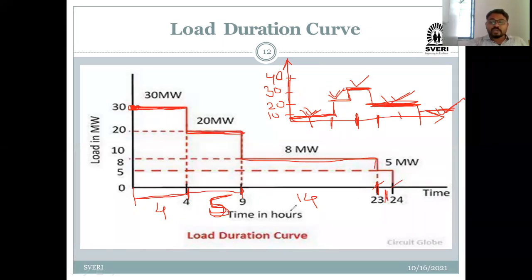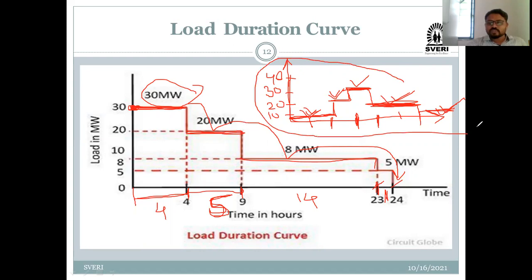What we did, we first plotted the demand, or this is the maximum demand. After that we went for the 20 megawatt, then we went for the 8 megawatt, and then we went for the 5 megawatt. Means if you have the load curve with you, and if you plot that curve in such a way that your maximum demand appears first and it goes into descending order, whatever that curve is, that curve is known as the load duration curve.